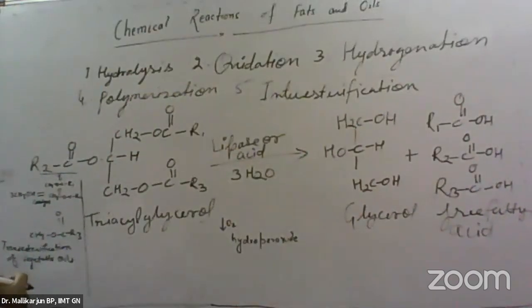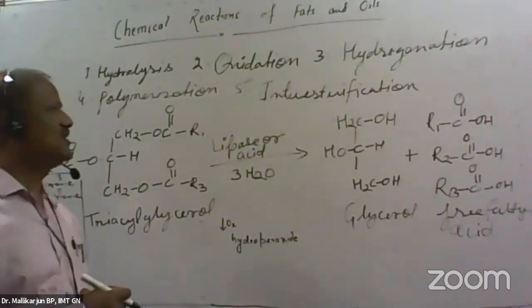The first one is hydrolysis. The second is oxidation. The third is hydrogenation. The fourth is polymerization. And the fifth is interesterification and isomerization, and so many reactions are subclassified under these. So let us start with hydrolysis. What do we mean by hydrolysis?